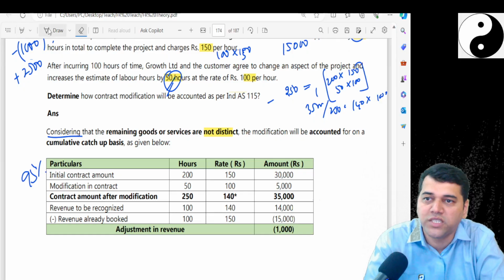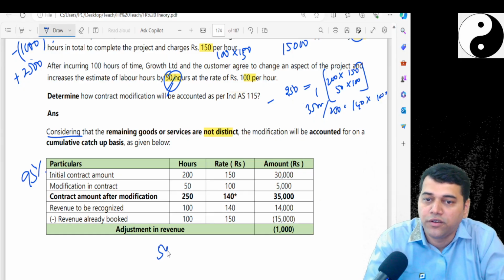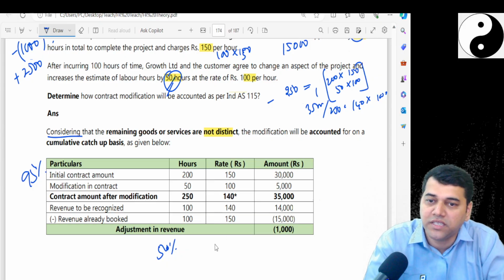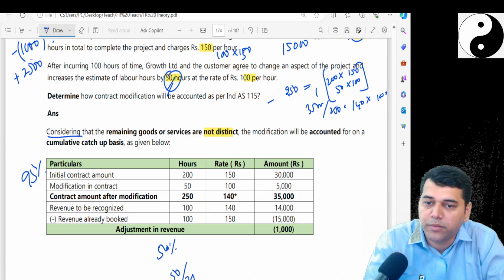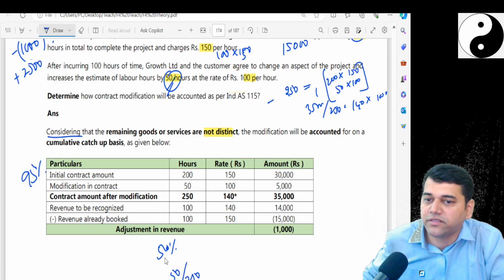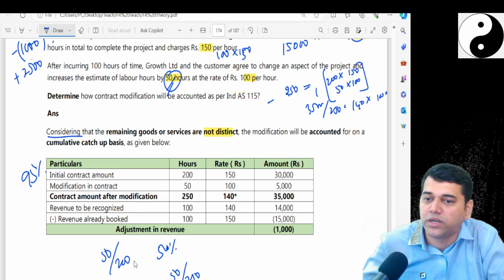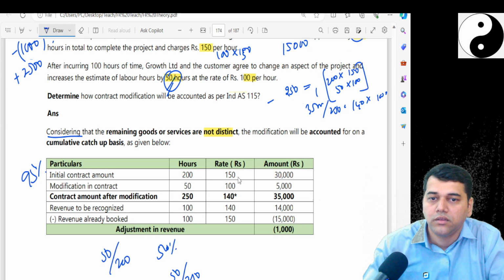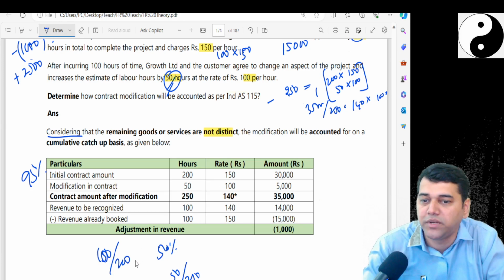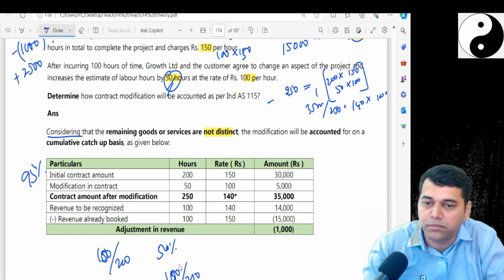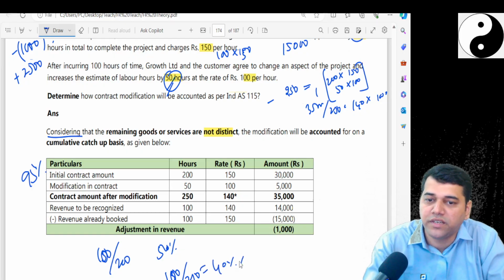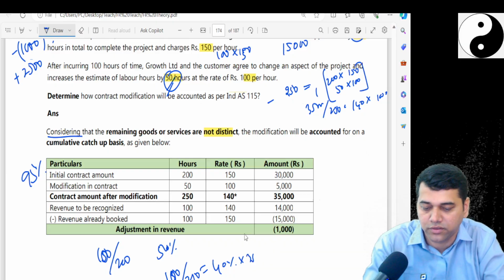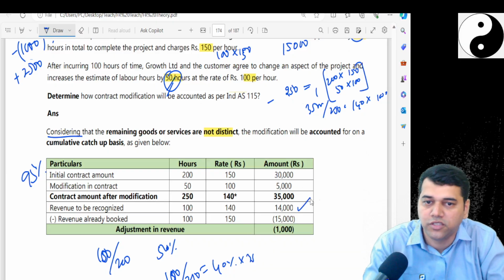Okay, so how much work is complete now? As of now, 50% is complete. Okay, as per the revised change, how much work is complete? How did you get 42.85? Total 50 divided by 250. Previously it was 50 hours complete out of 200. Sorry, okay, 100 hours complete out of 200. This time 100 hours complete under 250. That is 40%, no? So 40% into what is the transaction price? 35,000. 14,000. This is what you should have recognized.